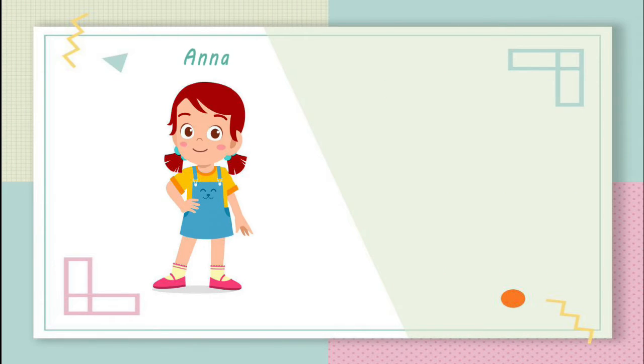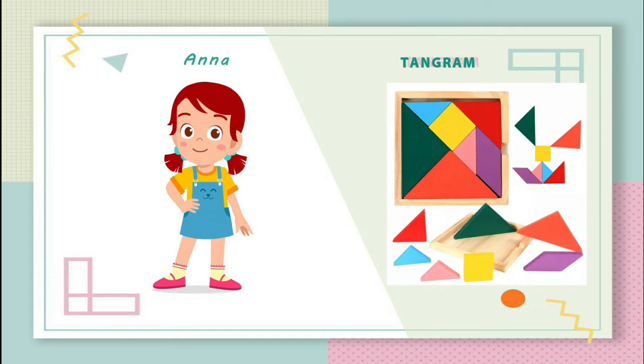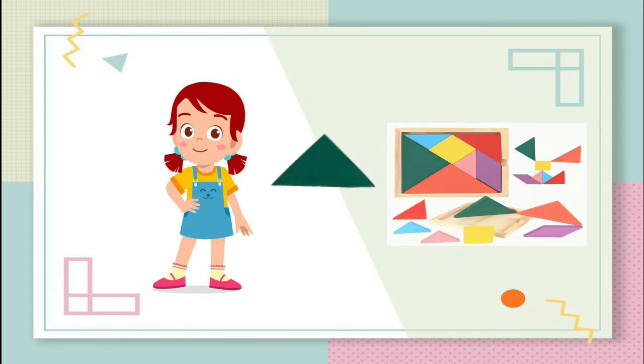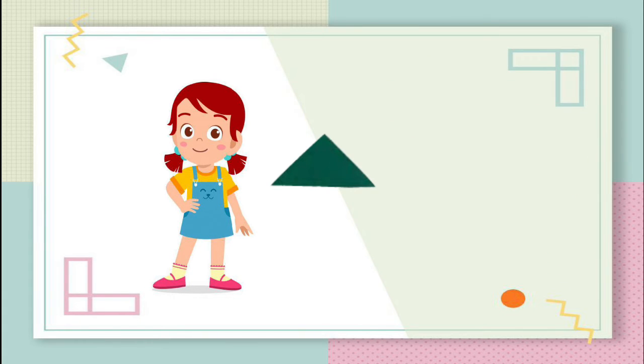I will give a condition where there is a girl named Anna. Anna was playing tangram. There is one shape that catches Anna's attention, and there is a green triangle. Anna was curious about something. She wanted to know the gradient.